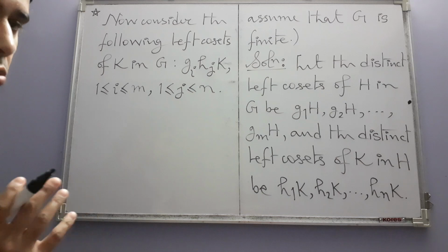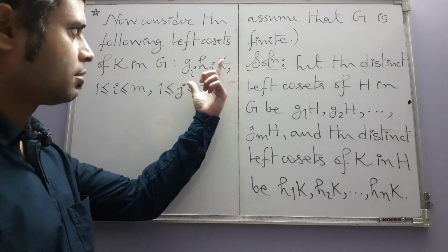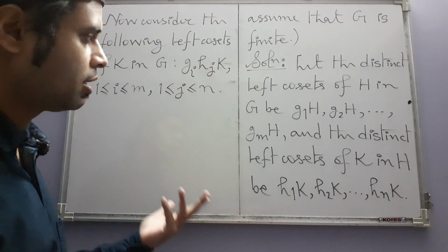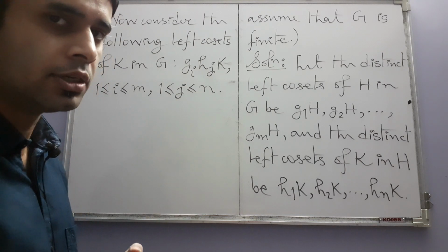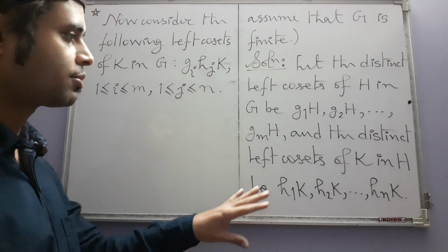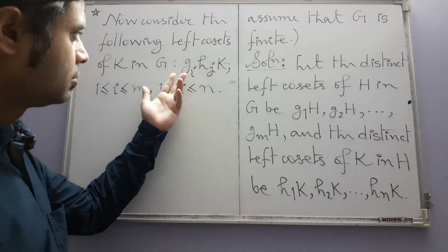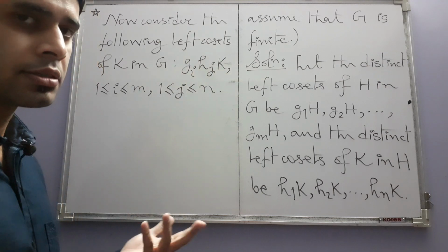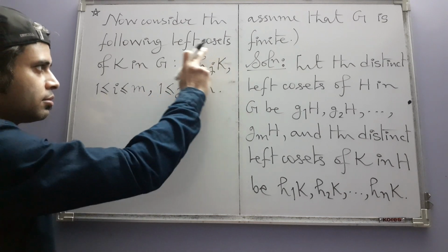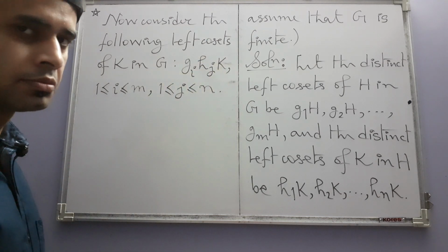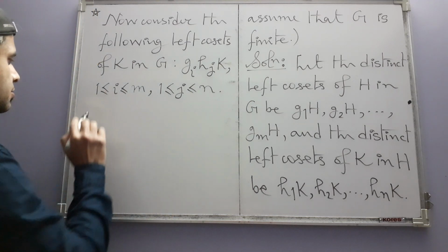Now we are going to make two claims. The first claim is that this list of left cosets of K in G actually takes into account every left coset of K in G. That means you consider any left coset of K in G, it's going to be one of them. And the other claim is that they are all distinct in the sense that in total there are MN cosets listed here. So that would prove our claim, the thing that we want to prove in this exercise.